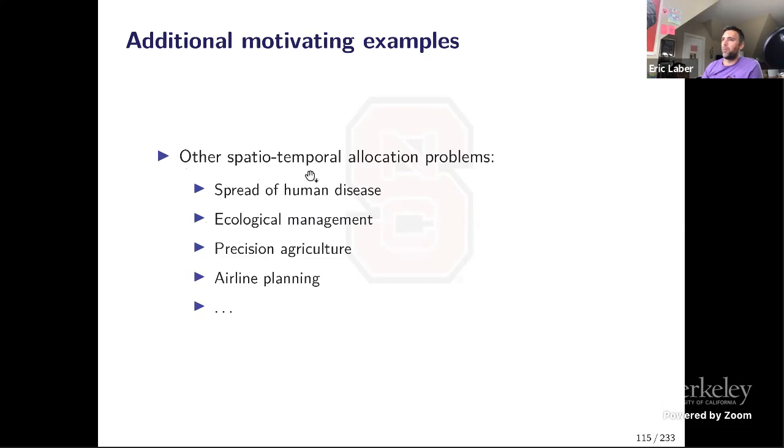Okay, so there's lots of problems like this. Obviously, the spread of human disease, ecological management, so looking at where we should create conservation areas. Precision agriculture is really a cool area where they look at how to put nutrients into soil. They can do it at a 1-inch granularity or something now. It's pretty amazing. And they also have, if you haven't seen this, these adaptive targeted pesticide placements. It's not related to this necessarily, but it's a pretty cool precision agriculture application.